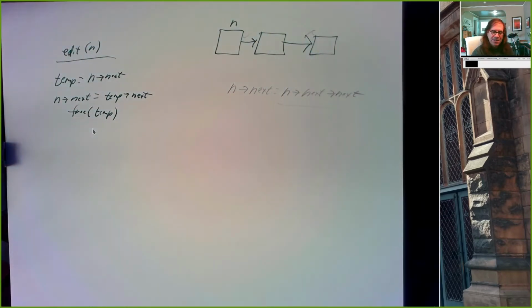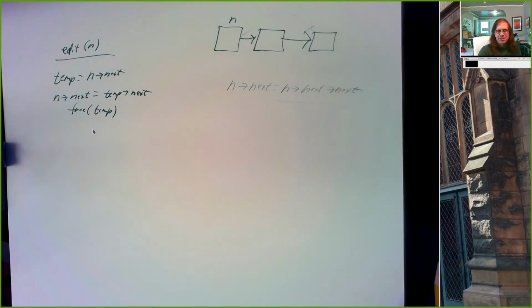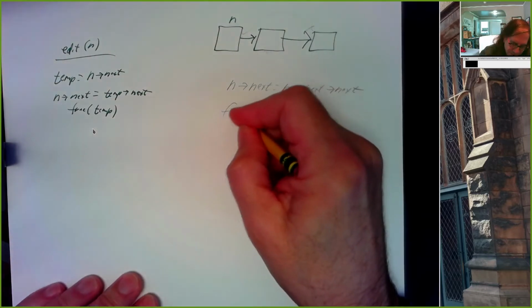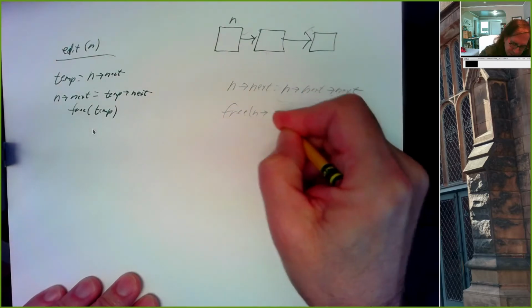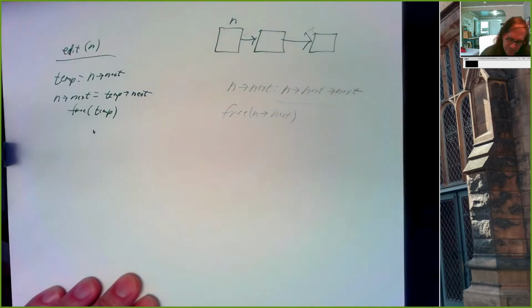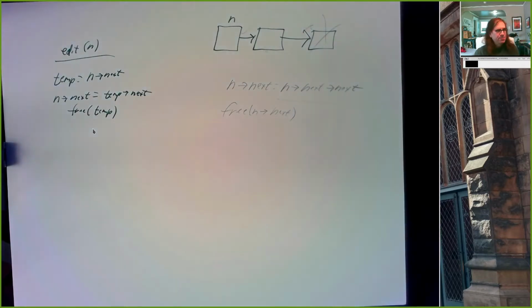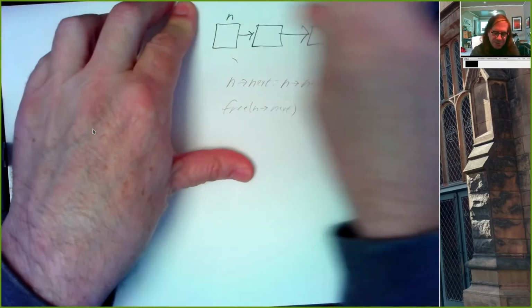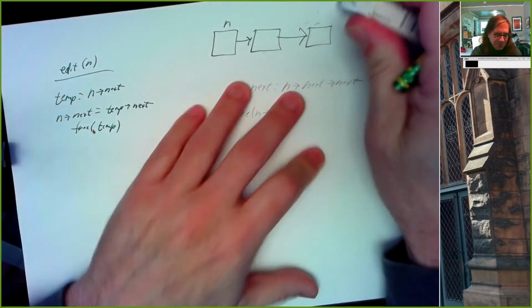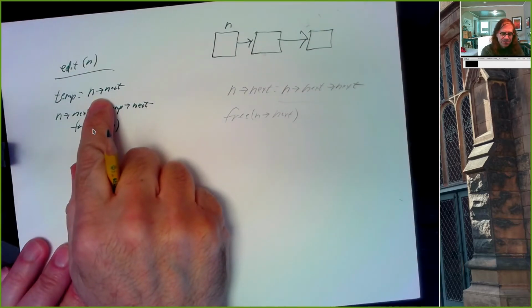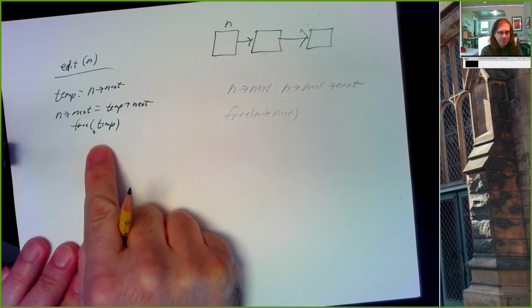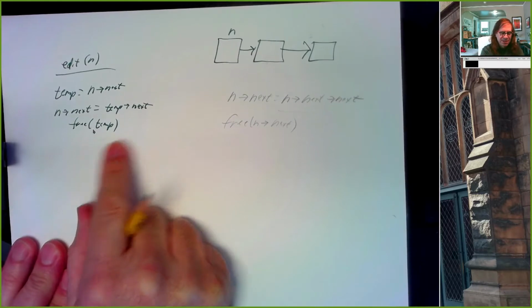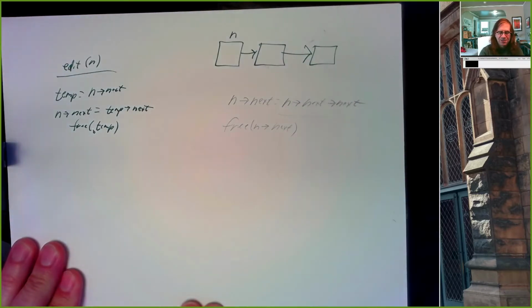But if I do that, I have no way to free this node because I lost my only reference to it. If I say free n next, I'm going to free this node, and that's not what I want. So I could use a temporary node to remember what n next is equal to, and then free that afterwards, which was what I did. And I did temp next just to make my life easier.